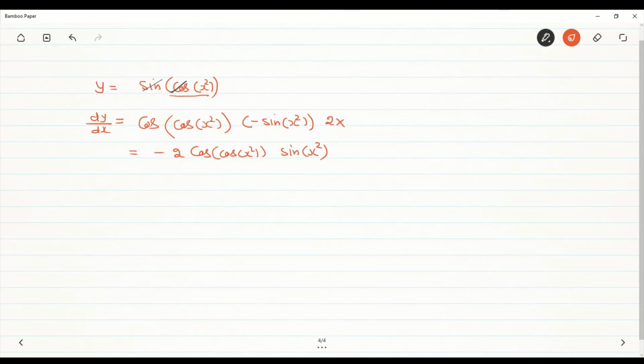Let's take one more question. y is equal to cos of ln x. Two layers, but not in the standard format. So obviously we will use the same method.